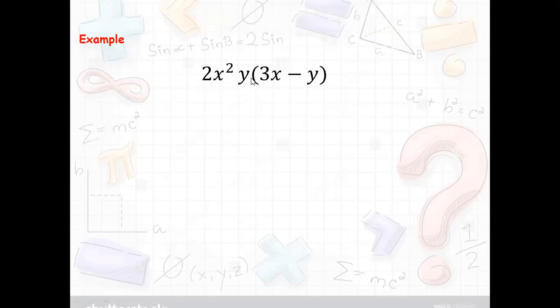This is the expression which is outside. This is the monomial which is outside. So we are going to multiply each with what's inside the parenthesis. So let's multiply 2x square y with 3x first. This is how your solution is going to look like. 2x square y multiplied by 3x, then minus sign. You're going to multiply again 2x square y with y. Okay, this is how your expression should be.